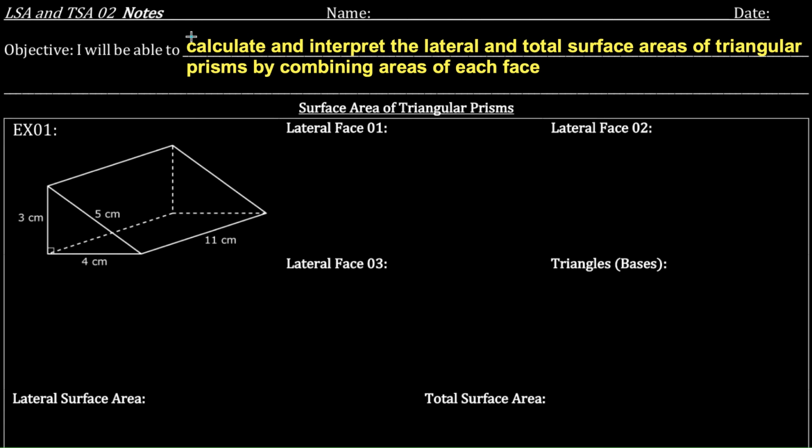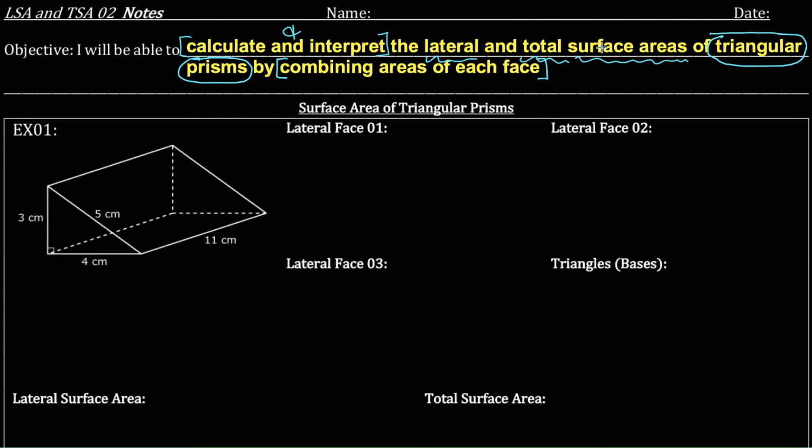All right, so in this lesson, we are going to calculate and interpret the lateral and total surface areas of triangular prisms. You know what? I will circle triangular prisms. So lateral and total surface area of triangular prisms. We're going to do this by combining areas of each face.